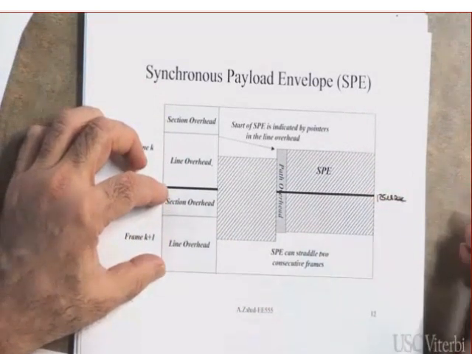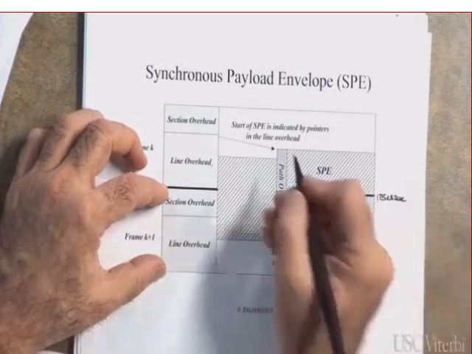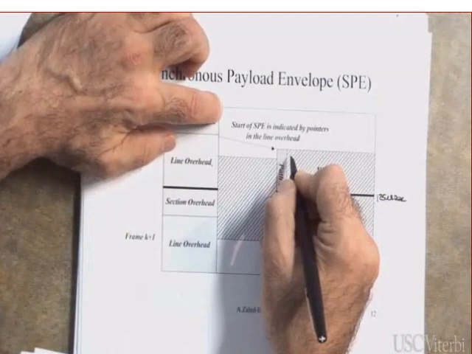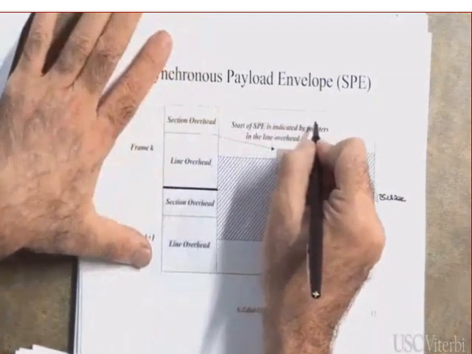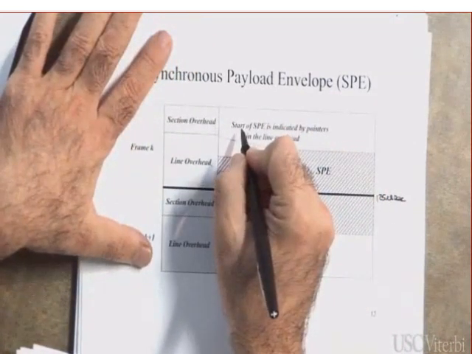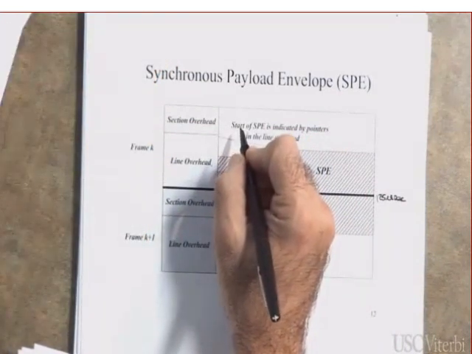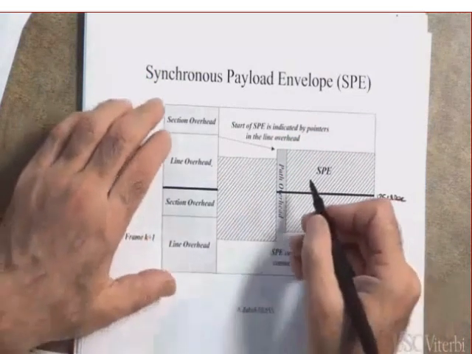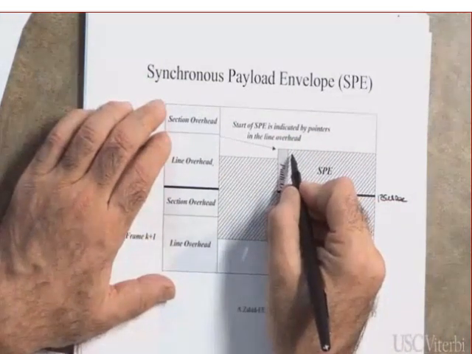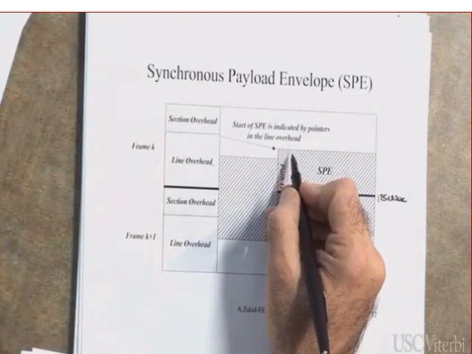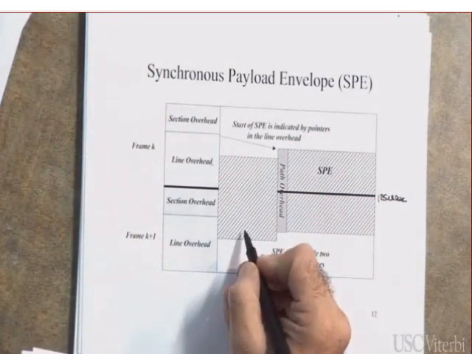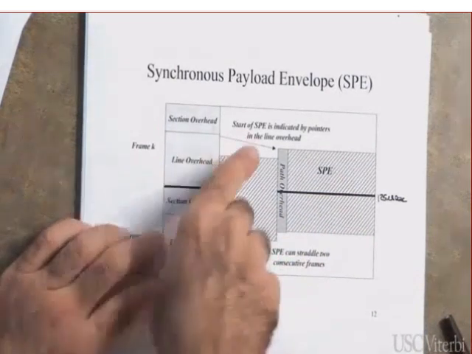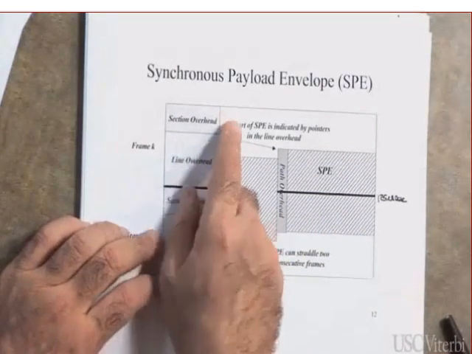And when was the data ready? When did the data arrive? The data arrived in here. It did not arrive in here. Did you get my point or not? What happened here, by the way? Nothing. It was not occupied because there was no data. Now, the data, when it came here, does not have to wait until the next frame, because in SONET the data does not have to start at this point.